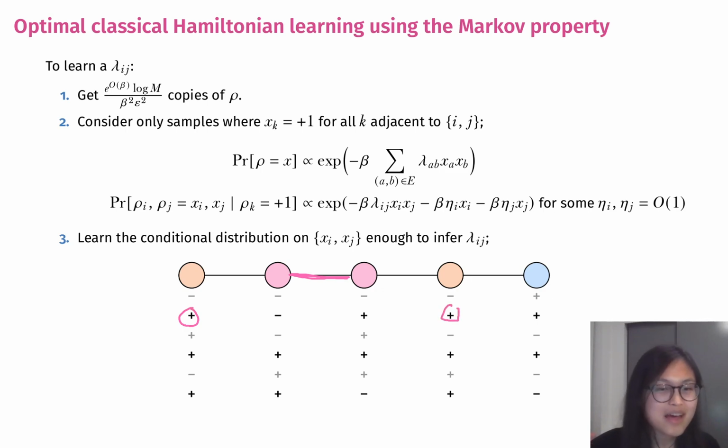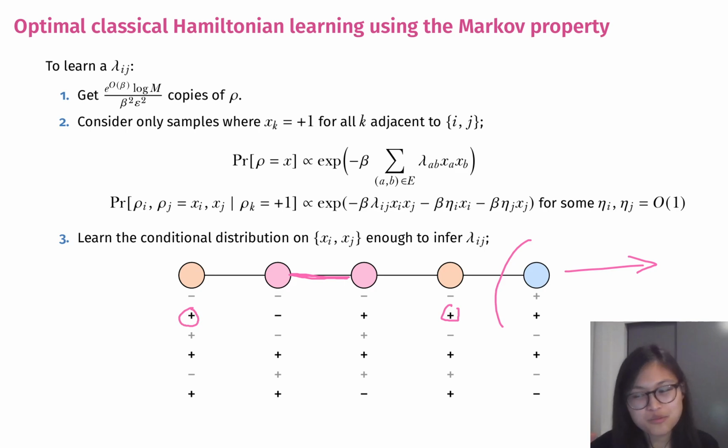When I do that, I have a conditional distribution, and I know that in the conditional distribution, this pink piece is independent of anything outside. And so I can just learn the distribution on these 2 bits, which doesn't require too much because you're only learning 2 bits. And then you can use that to determine what the corresponding term is, this lambda ij.